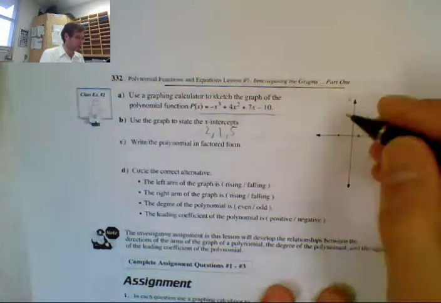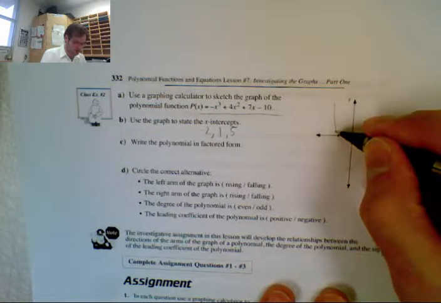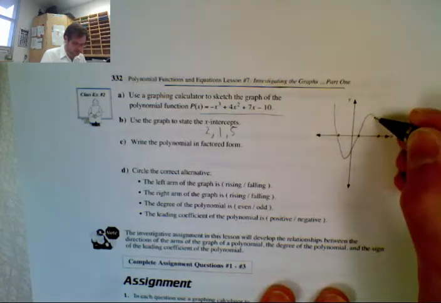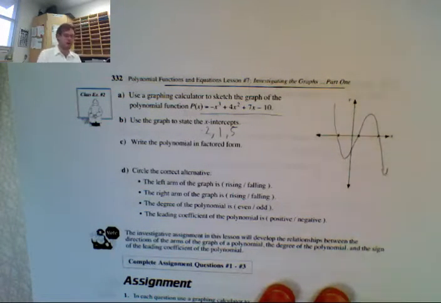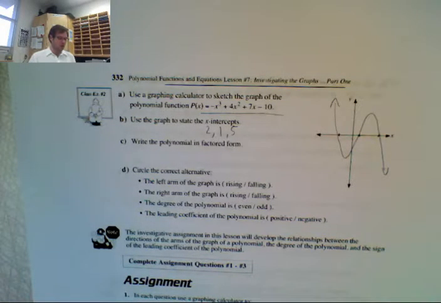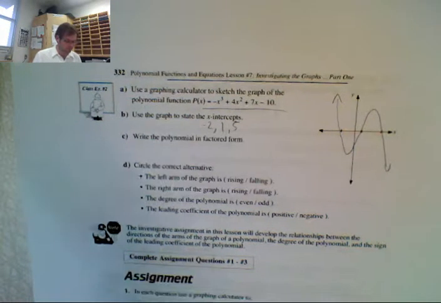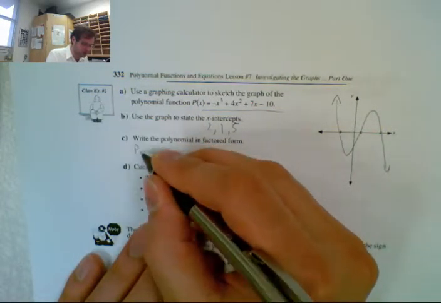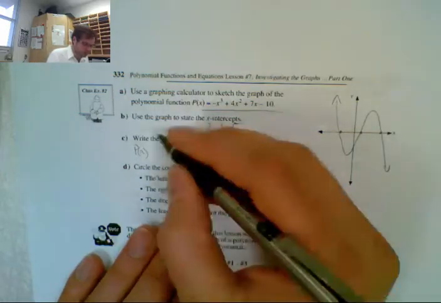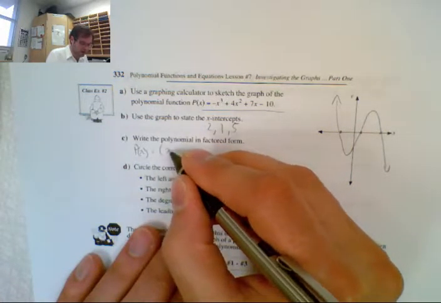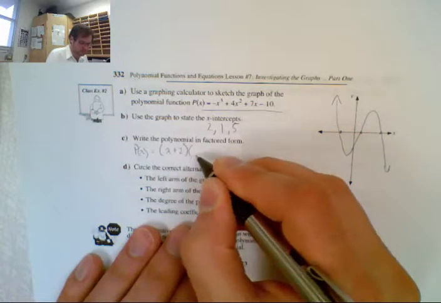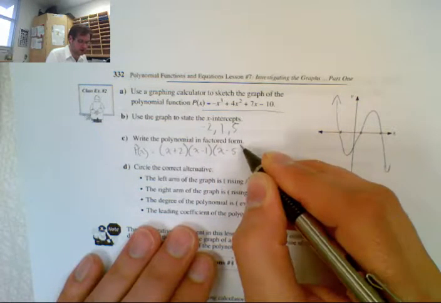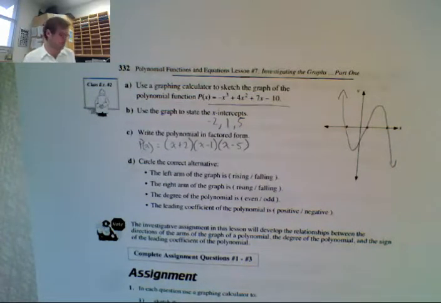My graph came down, went like that, then up, and then back down like that. And that was my graph. Now, write the polynomial in factored form. Those are my zeros, so my factored form is going to be p of x is equal to x plus 2, x minus 1, and x minus 5. That is my polynomial in factored form.